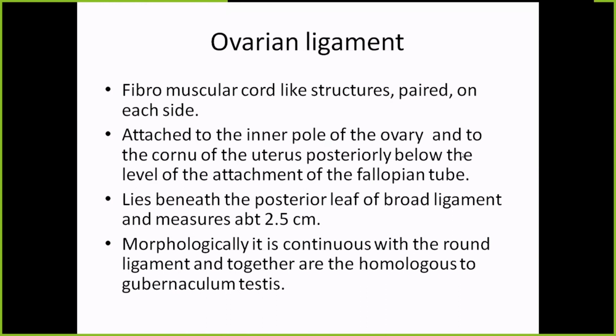The other two accessory ligaments are the round ligament and the ovarian ligament. Basically they have no role. Morphologically they correspond to each other and developmentally they are similar to the gubernaculum of the testis. The surgical importance of the round ligament is that, though it is not a supporting structure, in case of a retroverted uterus we shorten the round ligament to keep the uterus in the anteverted position. Is it clear?